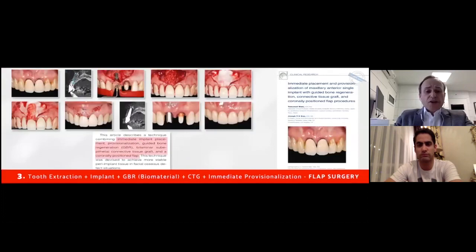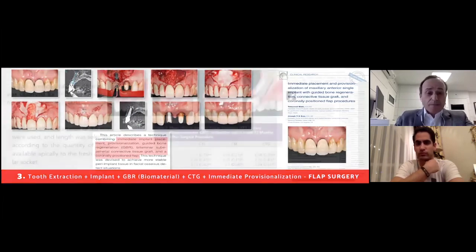Number 3, tooth extraction plus implant plus GBR, CT graft plus immediate provisionalization using flap surgery. This is what Dr. Joseph Kan suggested to us in 2017: to open a large flap like this in order to do the reconstruction using the biomaterial plus membrane plus CT graft plus the flap positioned in the coronal direction. But you can see that when we follow this protocol, we may have some unpredictability regarding the gingival margin or papillary height position. And we also have the presence of scars in the frontal zone.